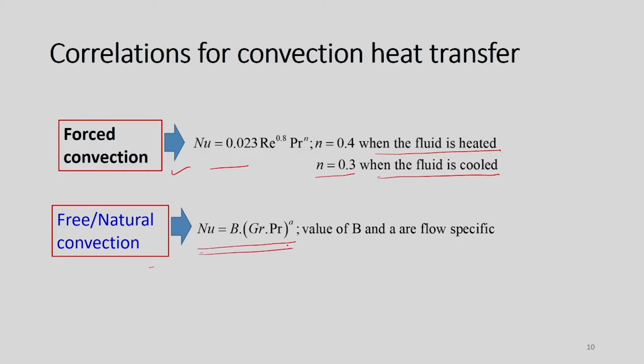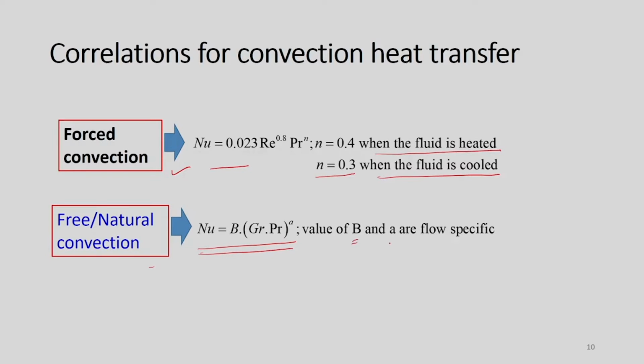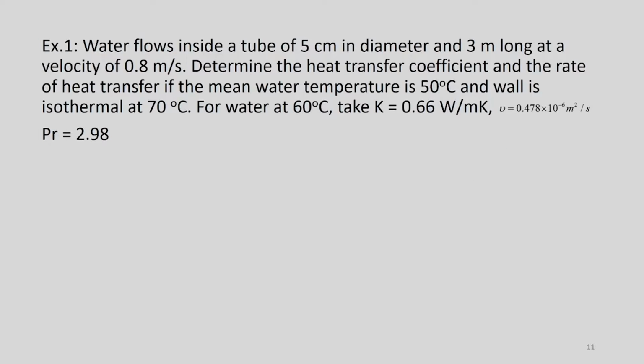These equations are developed based on purely experimental phenomena. These values of C and n are flow specific, so for different conditions these values will be different. We will learn in a deeper sense in the coming slides. At this moment we can solve a very small problem.